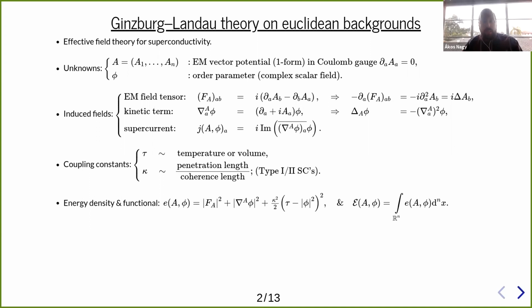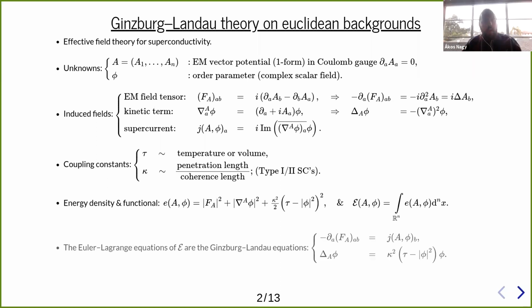So our energy density has three terms. The first one is your usual Maxwell density, so that's the norm of the electromagnetic field tensor. The second is the kinetic term, or the gradient square term, and there's a potential term. And the potential term, as you can see, is a quartic potential, your usual double well potential, and kappa and tau are really telling you how this double well potential is shaped. And of course, the Ginzburg-Landau energy is the integral of that over your space. And then if you compute the Euler-Lagrange equation of this energy, then you get what we call the Ginzburg-Landau equations.